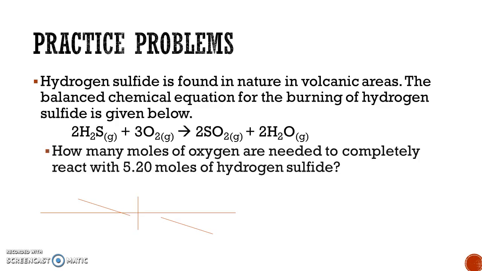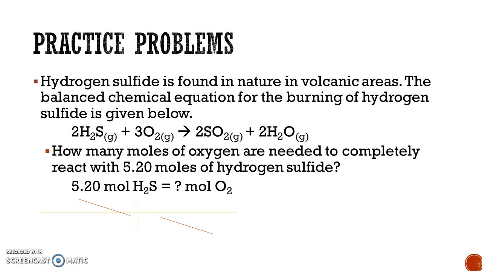Following the balanced equation, you'll see our first problem. How many moles of oxygen are needed to completely react with 5.20 moles of hydrogen sulfide? Before we begin, we need to identify the given and the wanted values, so we ask ourselves, what are we given to start the problem, and what are we trying to find? 5.20 moles of hydrogen sulfide is the given value, and how many moles of oxygen is the wanted value. We will start by rewriting the problem to get rid of unnecessary parts of the question. 5.20 moles of hydrogen sulfide equals how many moles of oxygen.